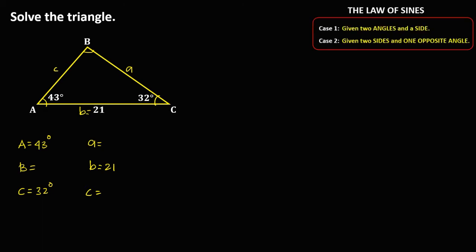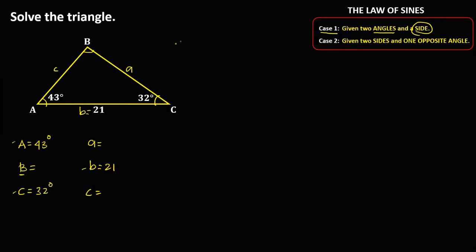Then these are the two cases for the law of sines. So this given satisfies case 1, given two angles and a side. So these are the two angles given and a side. So to solve for this given, first we need to find the last angle.